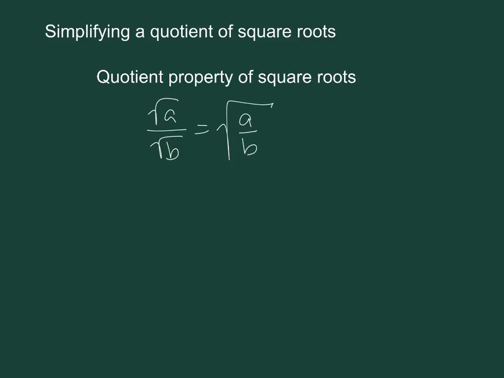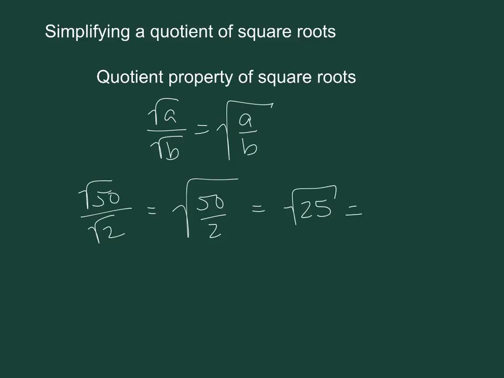All right, so if I had the square root of 50 over the square root of 2, it would really be the square root of 50 over 2, and 50 divided by 2 is 25, and so this is the square root of 25, and the square root of 25 I know is 5. Okay, let's look at another one.